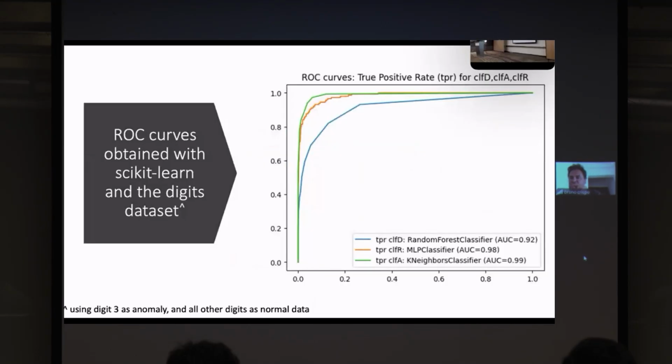Okay, now there are also some examples. This is an example of the ROC curve for a simple case of classification of normal digits, where 3 is considered an anomaly, and you can see the different performance using 3 different classifiers, in this case random forest, the multi-layer perceptron, and the k-nearest neighbors.